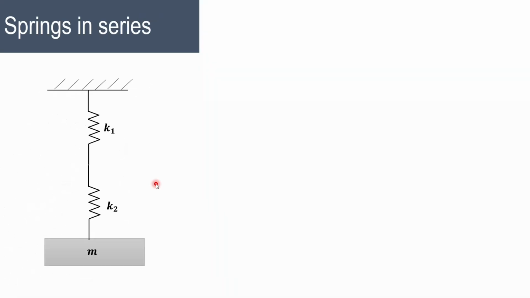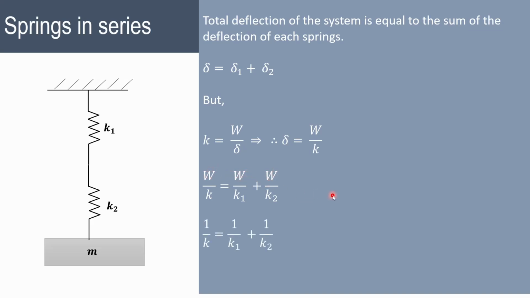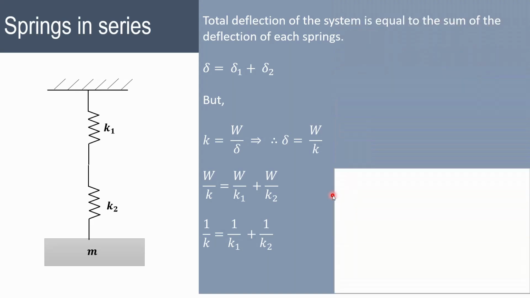Similarly, if the springs are in series, then what will happen, that we'll see. So delta will be equal to delta 1 plus delta 2. Here total deformation will be the deformation of the first spring plus the deformation of the second spring. But k is equal to W upon delta. So delta will be equal to W upon k. So that value we can easily substitute. As the load shared is the same, that W will get cancelled out throughout. So we can say that 1 upon k will be equal to 1 upon k1 plus 1 upon k2.